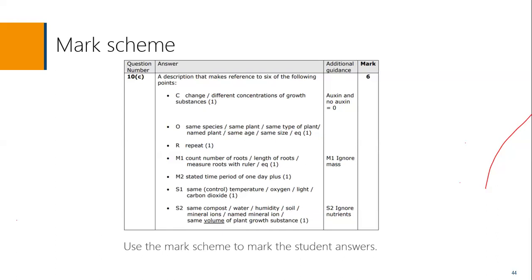So the mark scheme gives the things that they need to include: different concentrations of growth substances, the same species or the same plant or type of plant. There's one mark for saying repeat, although we do like that to be clarified, repeat at each concentration. Stated time period of 1 day plus. They do not necessarily know how long it will take, but they should know that plants are not going to grow roots in less than a day.